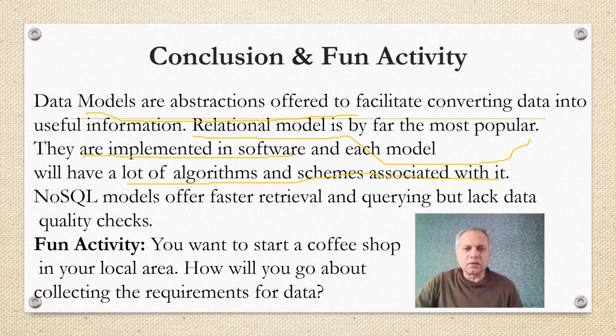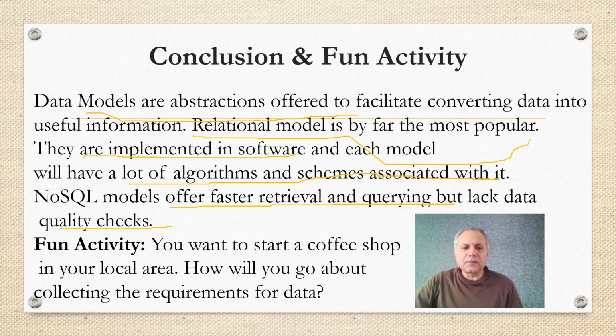And the relational model has, for example, concurrency control schemes, durability schemes, query optimization schemes, and so on associated with it, all of which have a lot of algorithms. And all of this means that the relational model has evolved over time to become pretty quick. Now, NoSQL models offer faster retrieval and querying, but they lack data quality checks. And that may not be needed for them because often they're used in very specialized applications where the data input is automated.